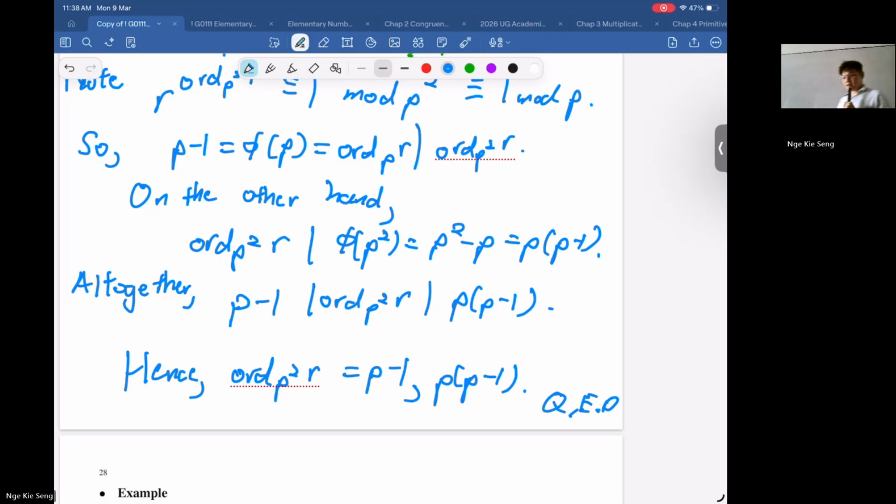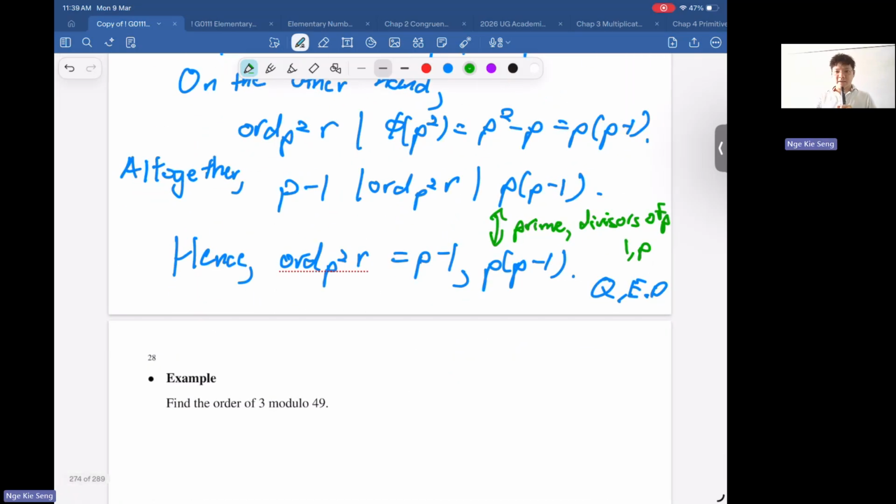Does it make sense? So note that p is prime, so we only have this condition. The divisors are just 1 and p, so two conditions, two possibilities. Let's use this to do an exercise.